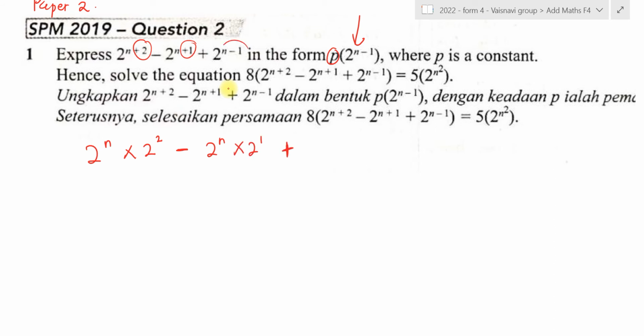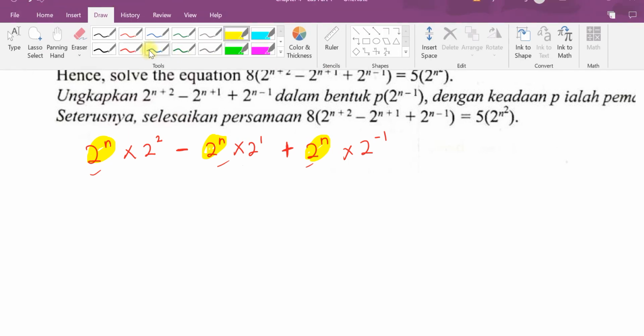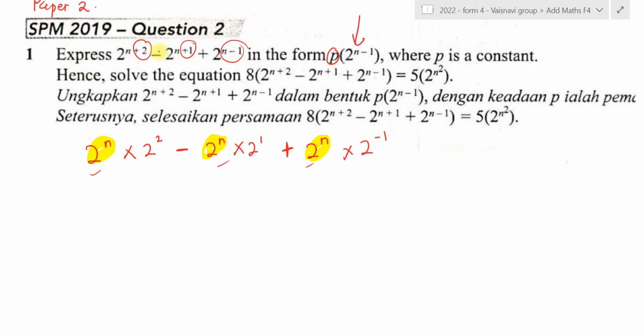Plus 2 power n minus 1. That means what? 2 power n, you can maintain it as a multiply with 2 power negative 1 also. No problem. So that I can get everything is 2 power n here. Okay. So you get something like this, right? You can see everything got 2 power n. 2 power n, 2 power n, 2 power n kan. That means we can always factorize it. Let's say you cannot see that properly, what you can do is you let 2 power n equal to maybe x.